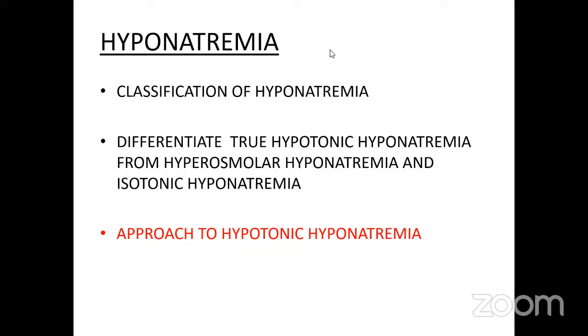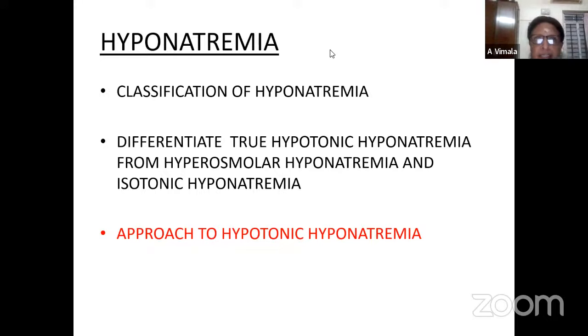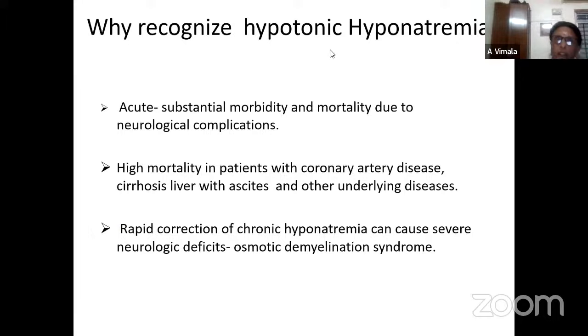Perfect. Okay. So the first part, we were just discussing what is hyponatremia, what are the different types of hyponatremia. So you can go through the first part and revise what is there. Now, today we will just concentrate on hypotonic hyponatremia because the first two parts were discussed already. So why are we so worried about this hypotonic hyponatremia?